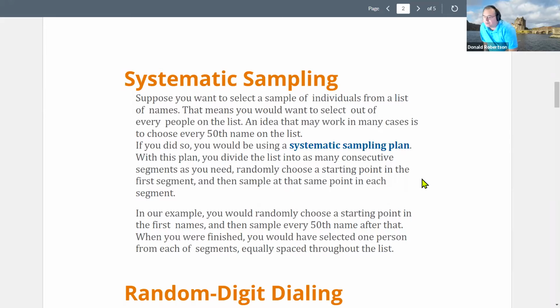A systematic sample could be, I'll pick one person whose last name starts with an A, and then the first person whose last name starts with a B, and then work my way through the list that way. I wouldn't get a very big sample that way, but I could do it.